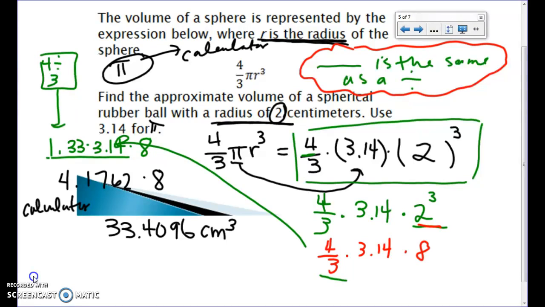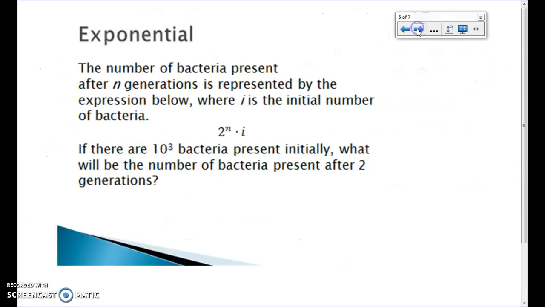Okay, so it's just a substitution problem, but it's got a real life meaning. We're going to use our calculator whenever there's the use of pi, so that we're not spending all day on our substitution problems. I have another example here that's an exponential, which you'll learn more about in the coming years.